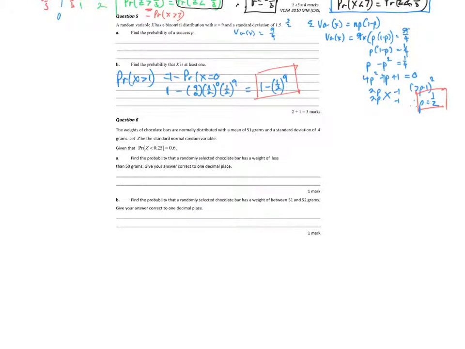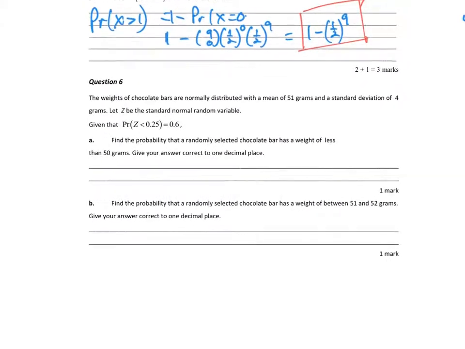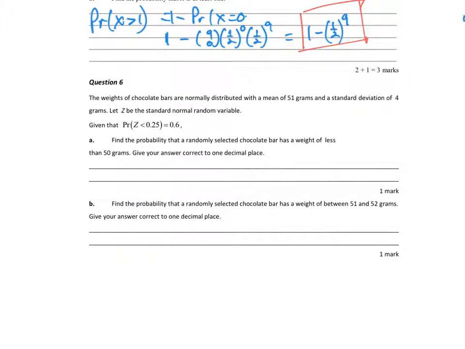Question 6. Just make it a bit bigger. Weights of chocolate bars normally distributed, mean of 51 and a standard deviation of 4. Okay. Let Z be the standard normal random variable given that the probability of Z less than 0.25 is equal to 0.6. So again, because we've been given this information, I'm suggesting we're tech-free.